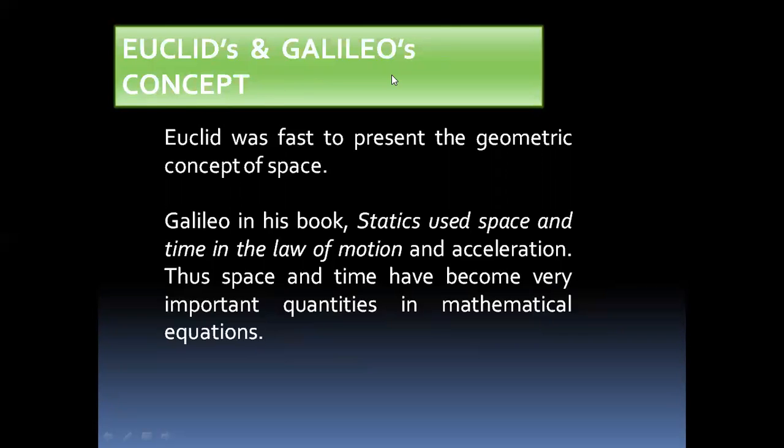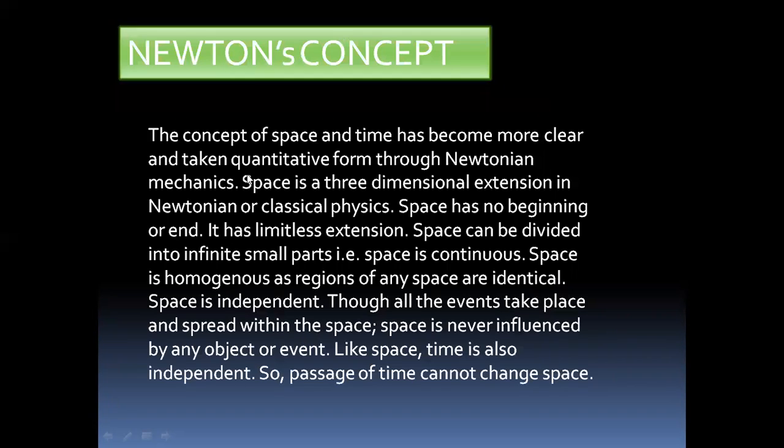Euclid and Galileo's concept. Euclid was the first to present the geometrical concept of space. Galileo in his book used space and time in the law of motion and acceleration. Space and time became very important quantities in mathematics. Newton's concept of space and time has become more clear and taken quantitative form through Newtonian mechanics.